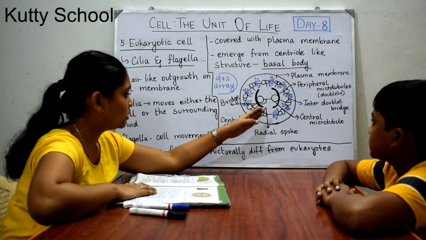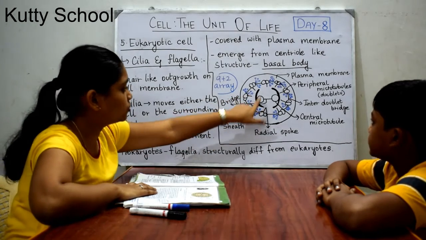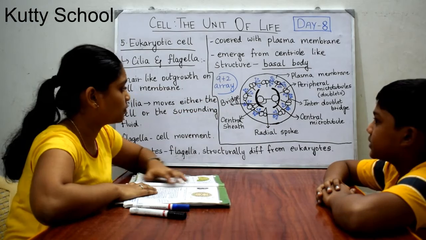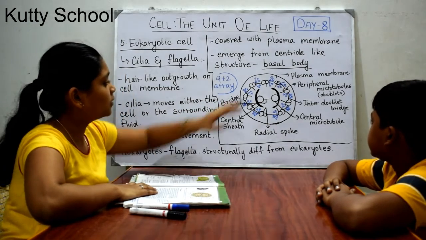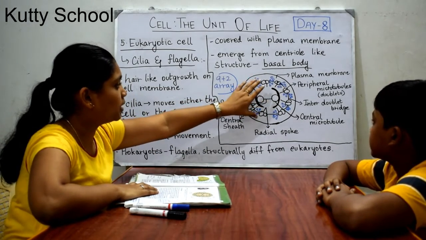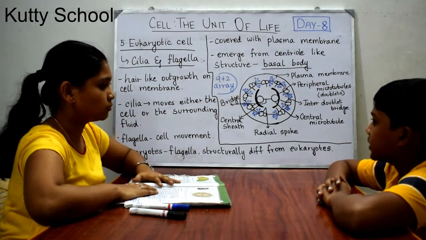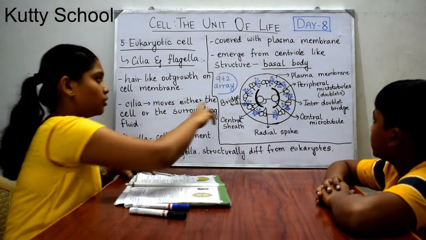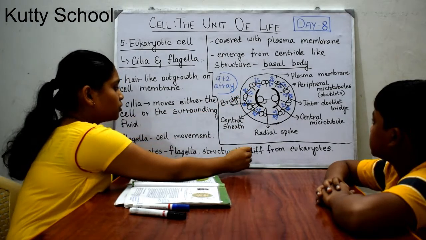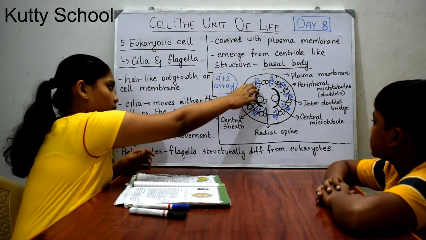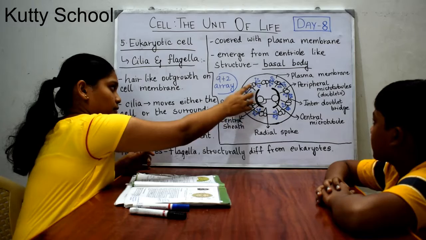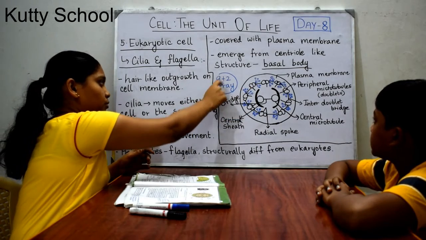And also a sheath, the central sheath, encloses these two microtubules, like a bracket. Surrounding these, there are many peripheral microtubules, which are called doublets because two microtubules are attached. These microtubules are nine in number, therefore it is called a 9+2 array.